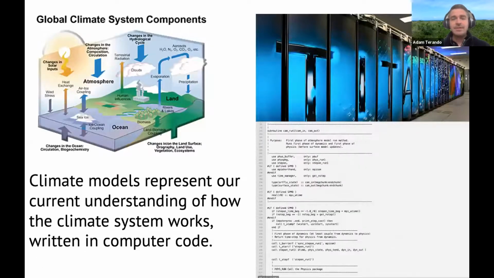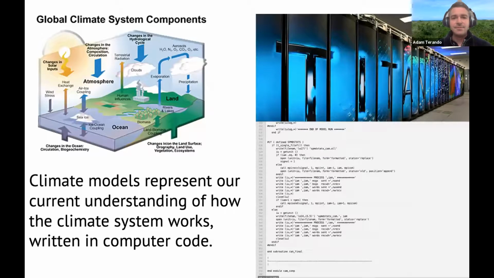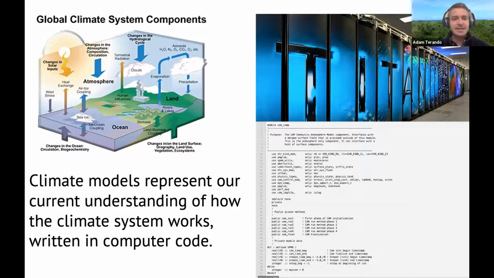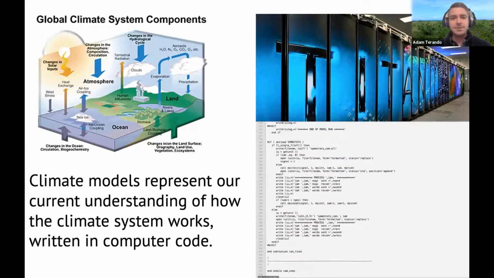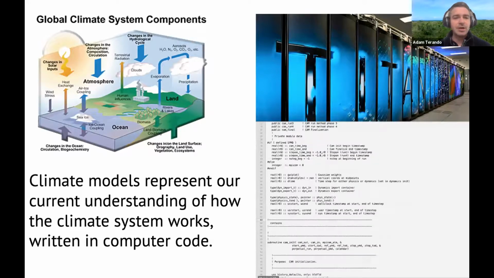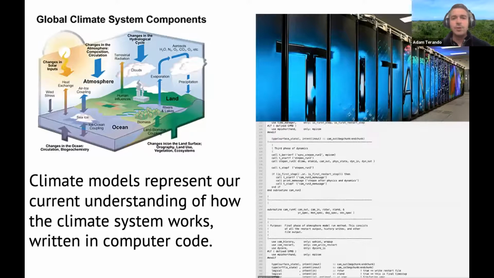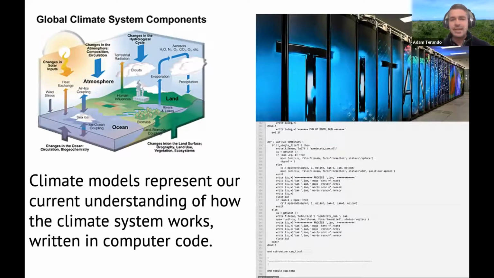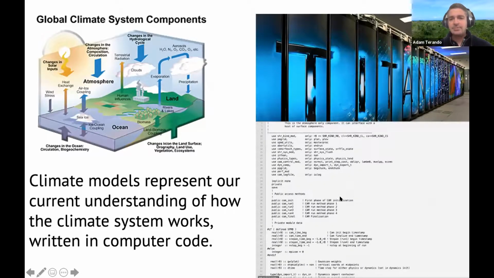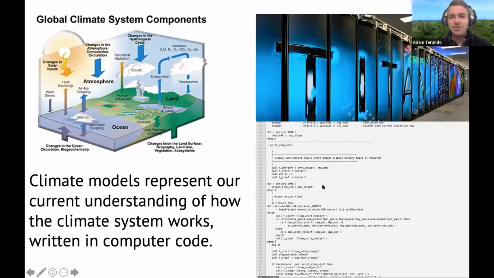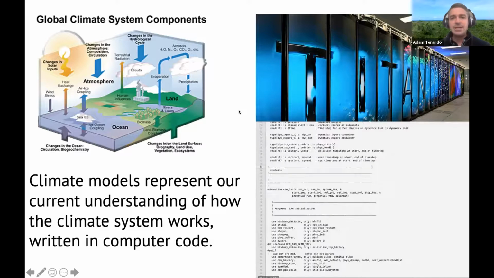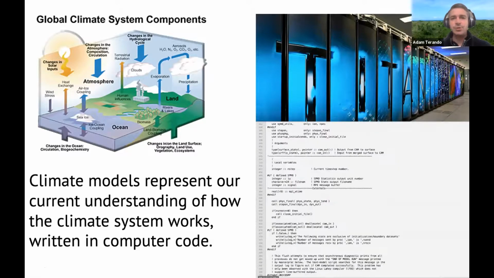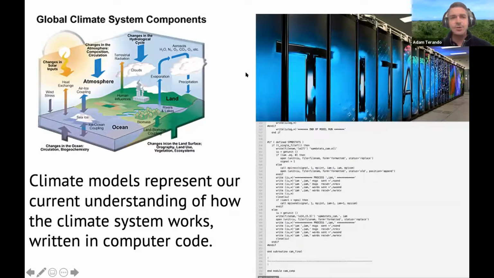Climate models, the way we then take that information from our understanding of physics and chemistry, is we code those up in computer models. Okay, so climate models represent our understanding of how the climate system works written in computer code. Here's an example of an actual computer code from a climate model. And lots of times, because these are really computationally intense, we have to run these on supercomputers such as the Titan supercomputer shown here.